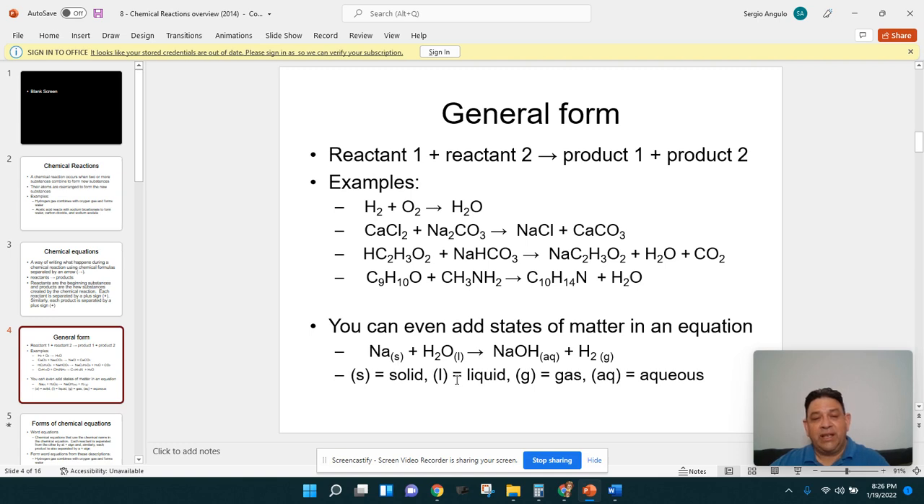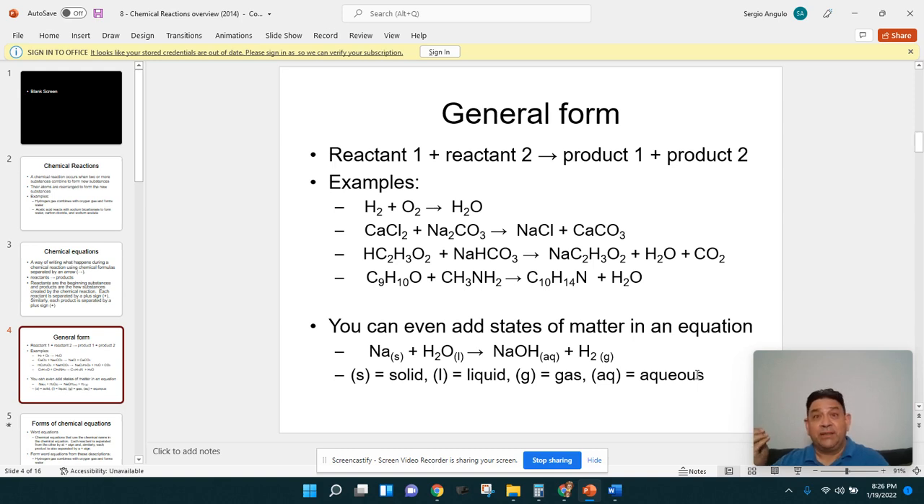S stands for solid, L stands for liquid, G stands for gas, and AQ stands for aqueous. What does aqueous mean? Aqueous means it's dissolved in water.